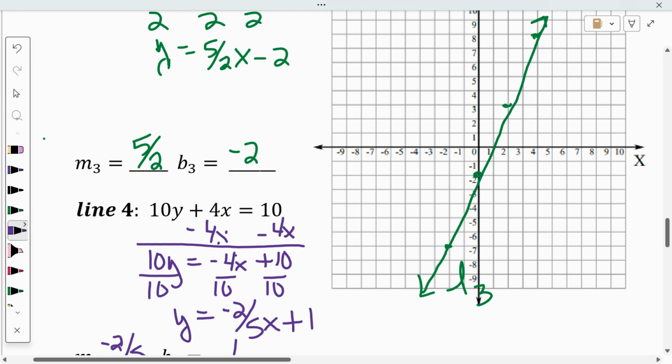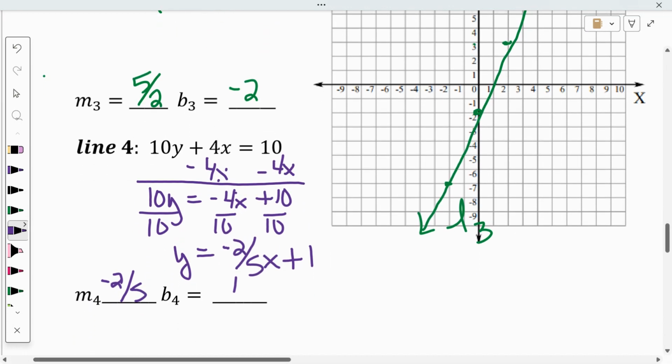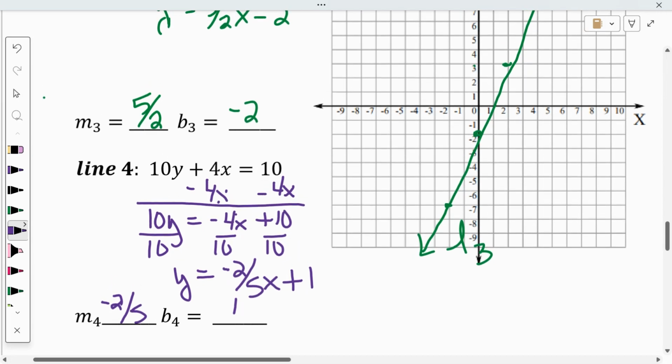Line 4, excuse me, begins at y-intercept of 1, and it has a slope of negative 2 over 5. So down 2, to the right 1, 2, 3, 4, 5, down 2, to the right 1, 2, 3, 4, 5. I could also go up 2 and to the left 5.